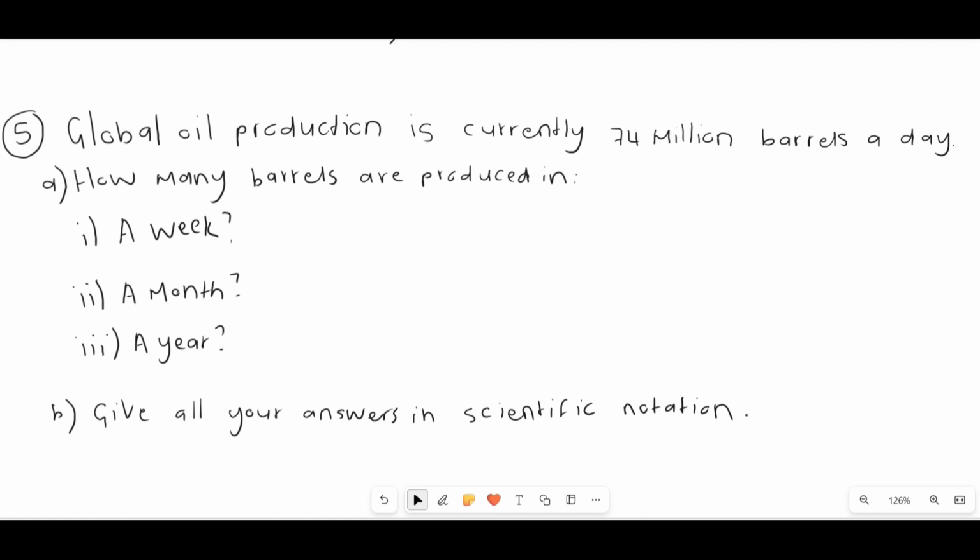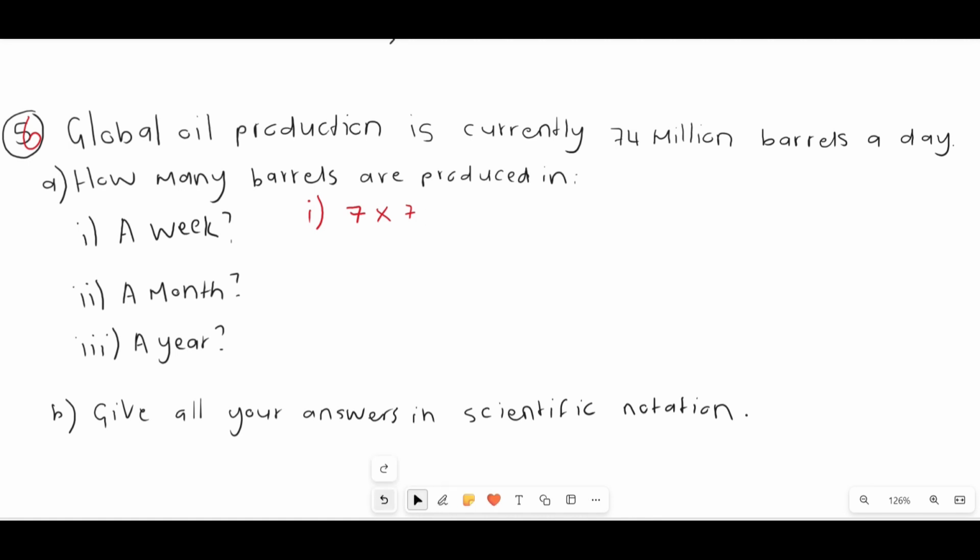Question 6. It says global oil production is currently 74 million barrels a day. How many barrels are produced in a week? So let's do number i. We know that there are 7 days in a week, so we need to multiply 7 with 74 million. For now, I'm just going to write 7 times 74.